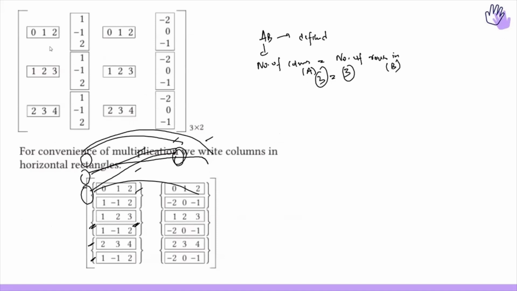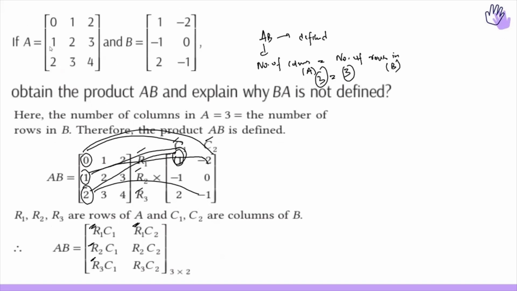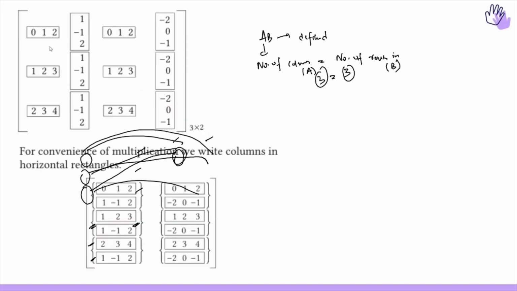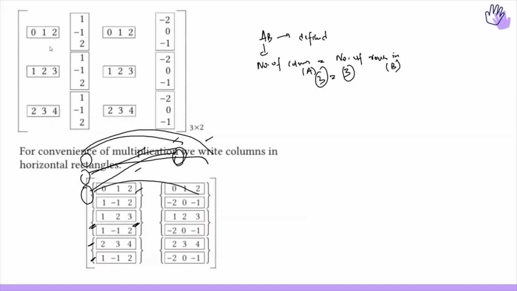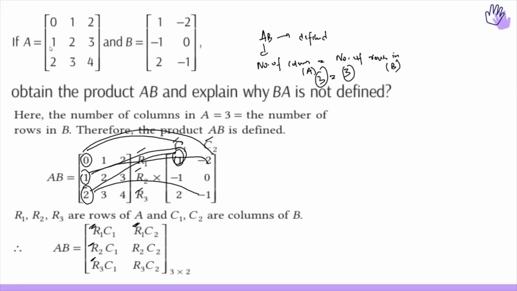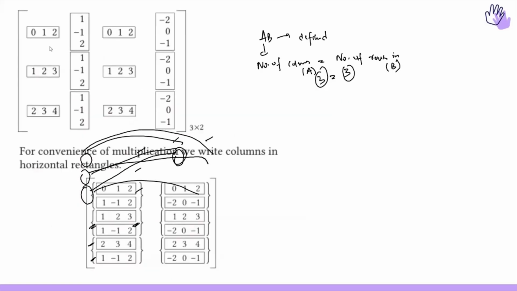So this is how it works. If you carefully observe, 0, 1, 2 is the first row, and column 1 is 1, minus 1, 2, right? And 1, 2, 3 is the second row in A, that you multiply with the first column, that is 1, minus 1, 2. 2, 3, 4 is the third row, and that you multiply with the first column, 1, minus 1, 2. So that is how the multiplication works.